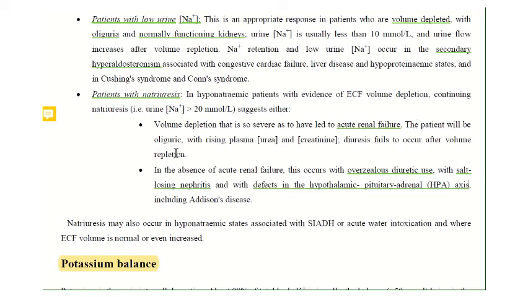The patients will be oliguric with rising plasma urea and creatinine concentrations. Diuresis fails to occur after volume repletion. In the absence of acute renal failure, this occurs with overzealous diuretic use, with salt-losing nephritis, and with defects in the hypothalamic pituitary adrenal axis, including Addison's disease.